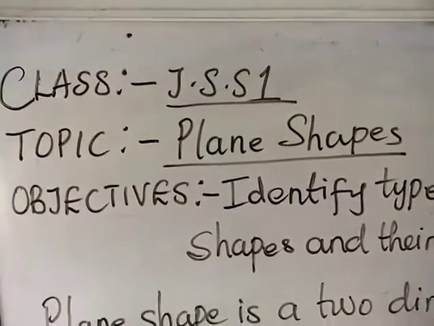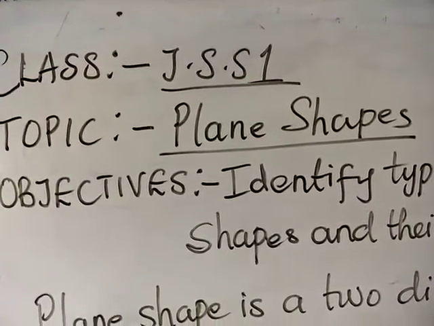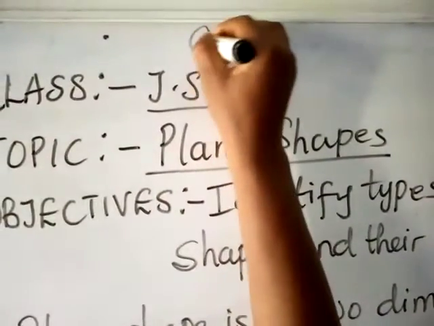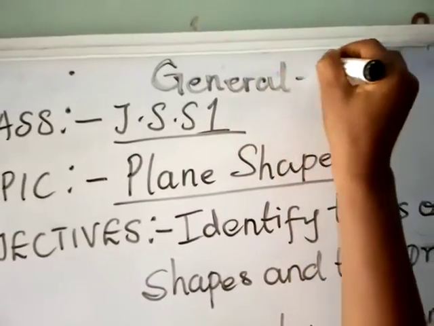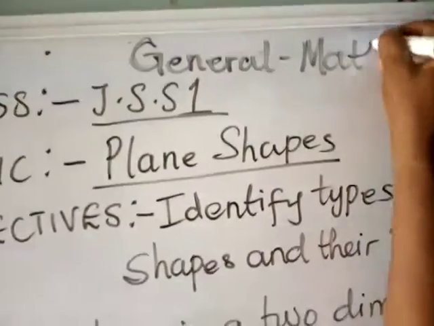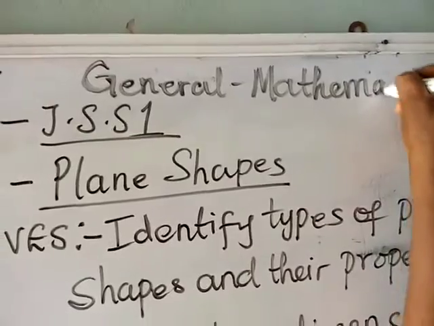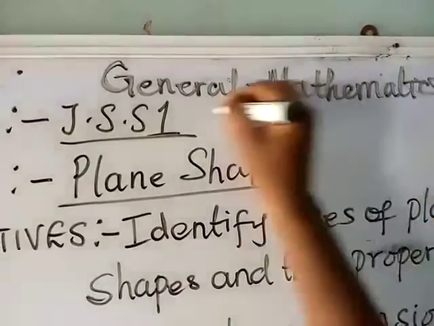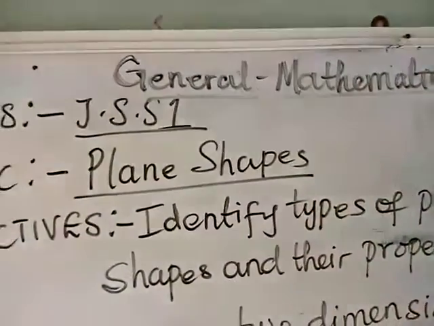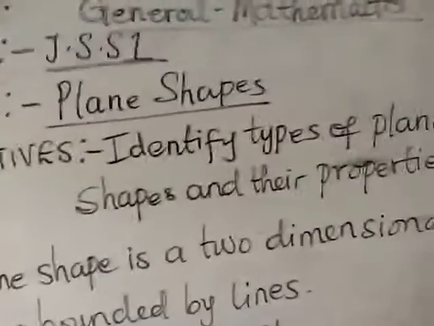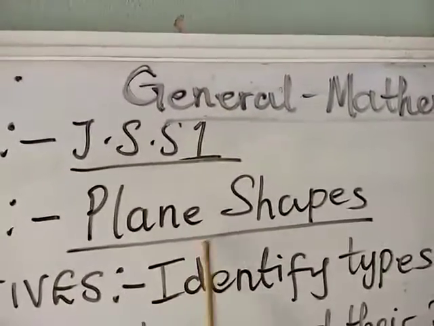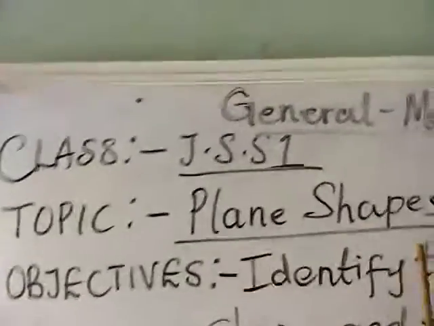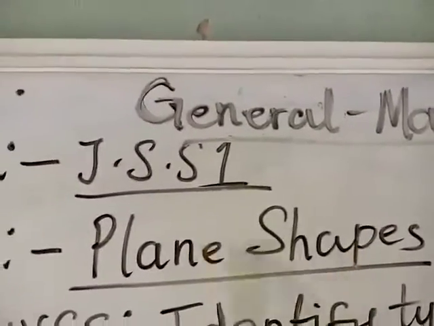Today we are going to take another subject on general mathematics for junior secondary school 1. Now our subject for today is general mathematics for junior secondary school 1. And our topic for today will be on plane shapes.